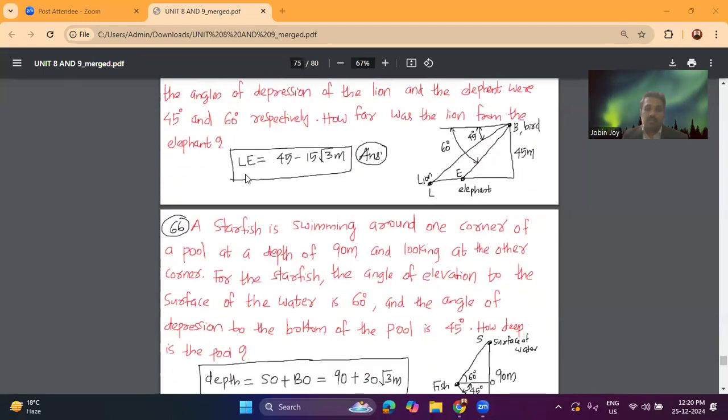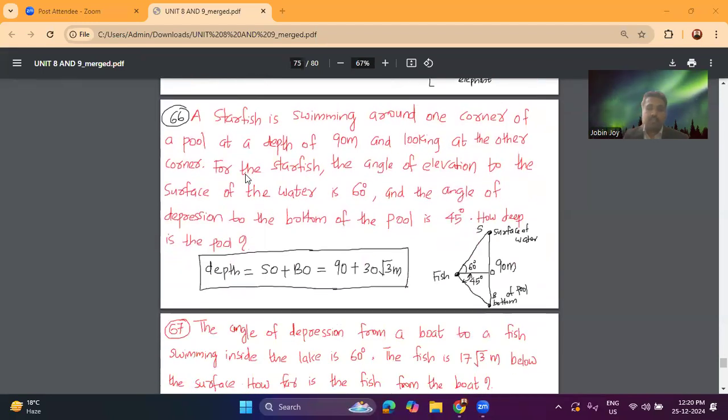Next is question number 66. A starfish is swimming around one corner of a pool at a depth of 90 meter and looking at the other corner. For the starfish, the angle of elevation to the surface of water is 60 degrees. So this is the position of the fish, and this is the surface of water, and this is the bottom of the pool. The angle of elevation to the surface of water is 60 degree and the angle of depression to the bottom of the pool is 45 degree.